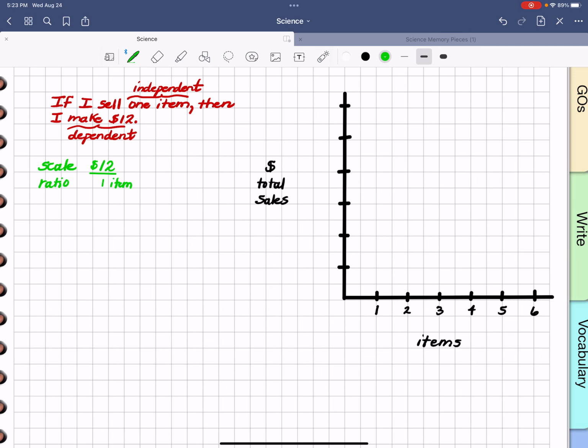And then I would stop and say, okay, what if I sold 0 items? Then I would have $0. So the pattern holds even there. 2 items would be 24, because this one is scaled by 12s. Then 36. 4 items would be $48. 5 items would be $60. And 6 items would be $72.